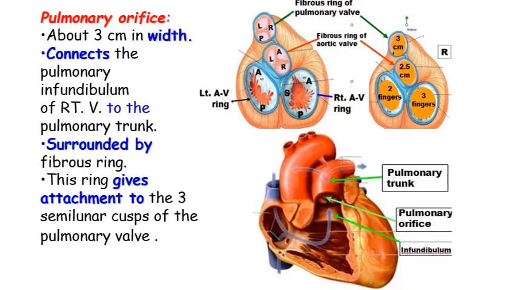Now let's talk a little bit about the other orifice inside the right ventricle, which is the pulmonary orifice. It's around 3 centimeters in width. It connects the infundibulum of the right ventricle with the pulmonary trunk, thus taking the blood, as we said, from the right ventricle towards the lung. It has to be surrounded by a fibrous ring to keep its shape, and this fibrous ring gives the attachment to the three semilunar cusps of the pulmonary valve.